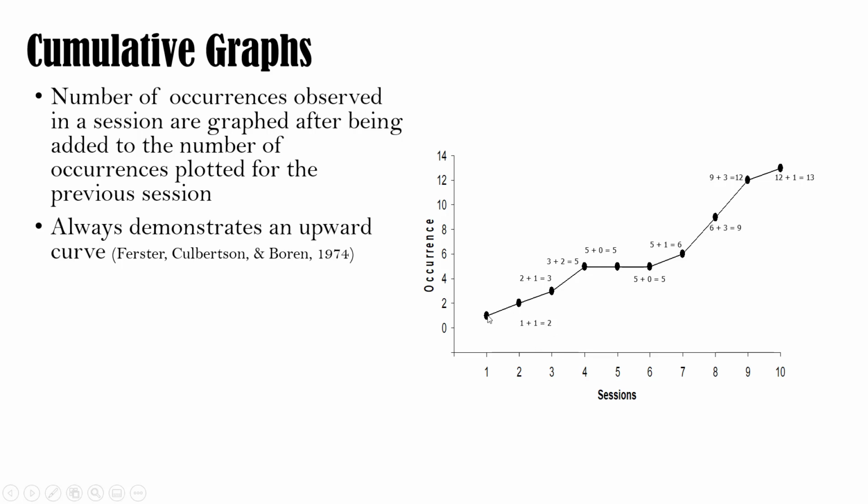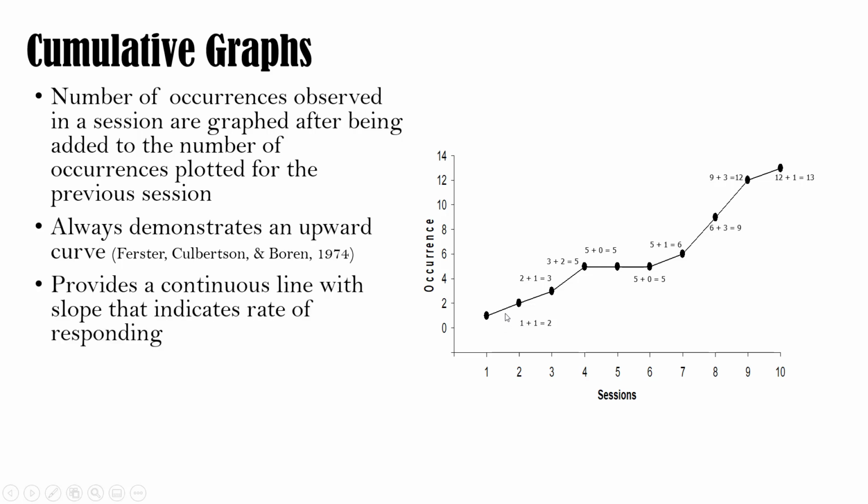If a behavior does not occur, you have 0 occurrences, and you're going to add however number of occurrences in the previous session, you're going to add 0, so it's actually going to be a straight line. It's not going to go down. So keep that in mind. And it provides this continuous line with a slope that allows us to see our rate of responding.